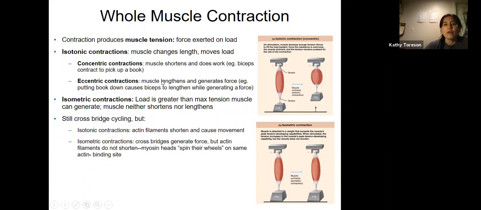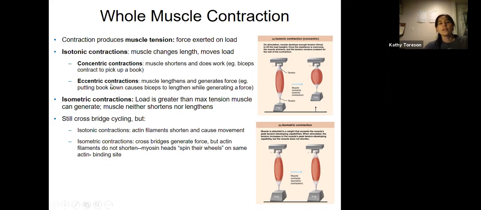Now, one type of isotonic contractions that we didn't really talk about is eccentric contractions. So thus far, I've been talking about isotonic contractions, but more specifically, I've been talking about concentric contractions. Your muscle generates tension such that it shortens and does work, right? It lifts a load.